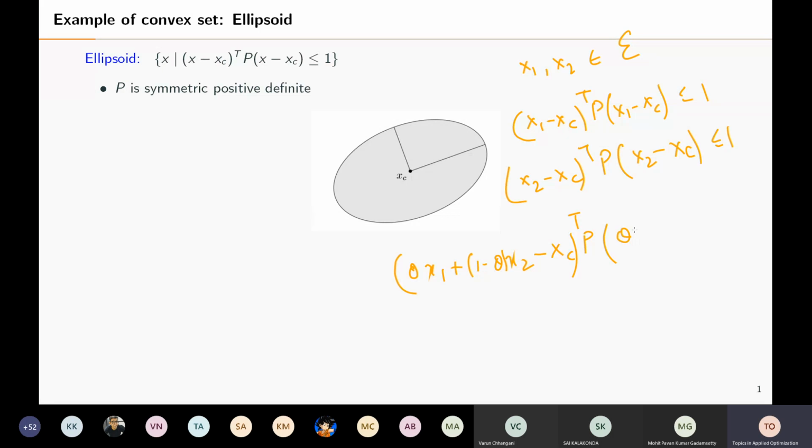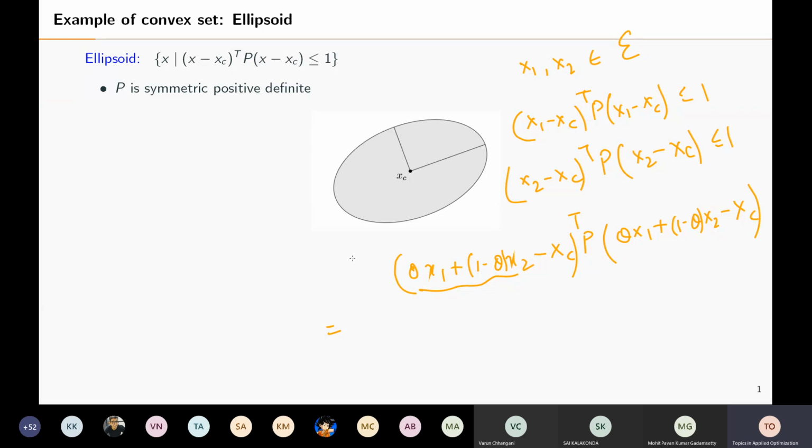Or this is like theta x1 plus (1 minus theta) x2 minus xc. If you can prove that this is less than or equal to 1, then you will show that this point is indeed in the ellipsoid. It should be a little bit long calculation, but it should be possible to show this. It's just that the terms will be different. Maybe I will leave this as an exercise. It's just taking time, but I'm sure you can do this. So you know what to do.